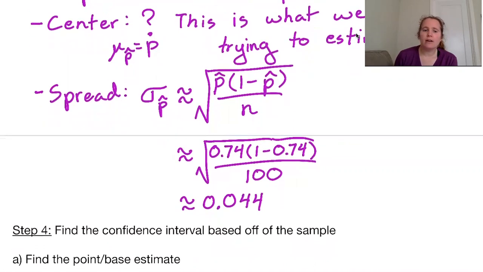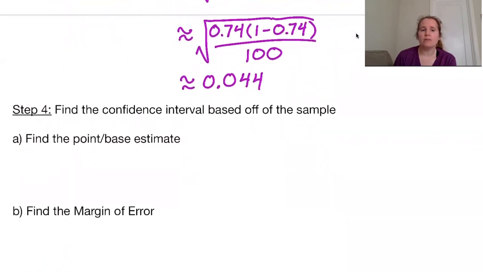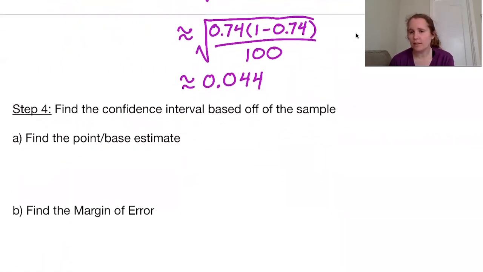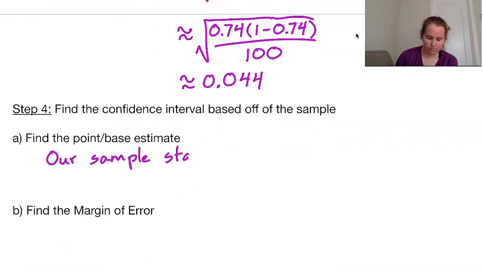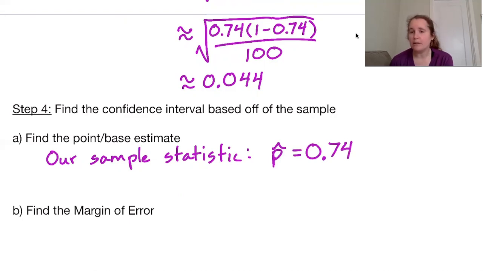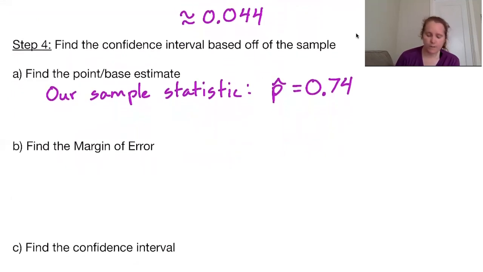From here, we need to find our confidence interval based off of the sample. The first thing we need is our point estimate or the base estimate. This is our sample statistic. So we have p-hat is 0.74. That's our base estimate. Then we need to give ourselves some wiggle room, so we find our margin of error.